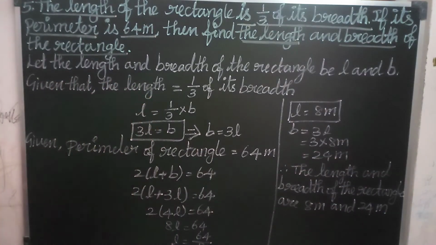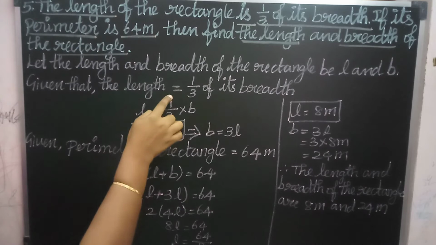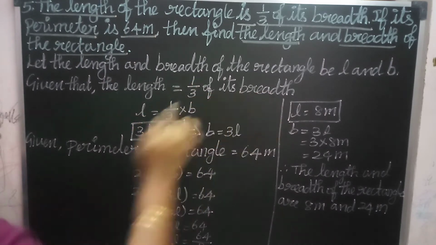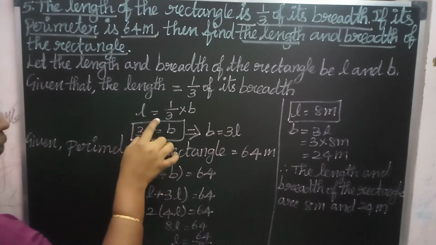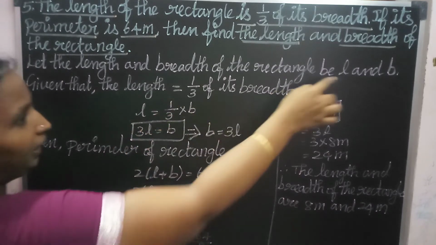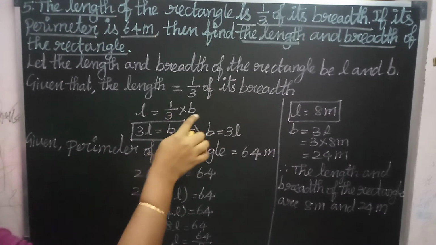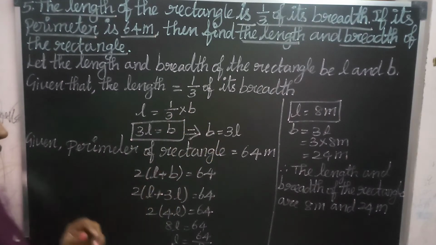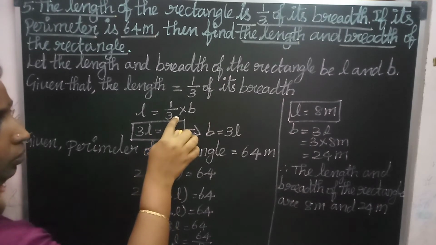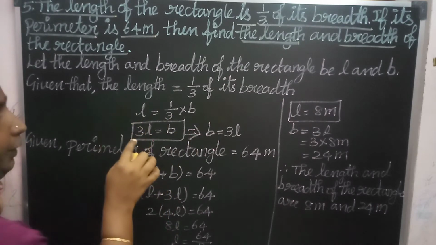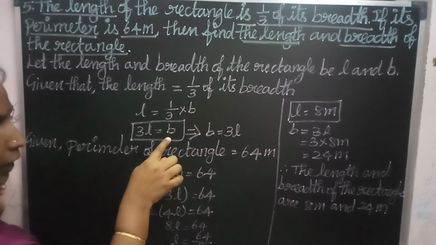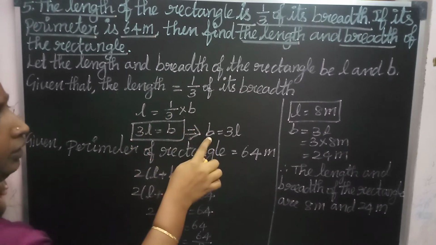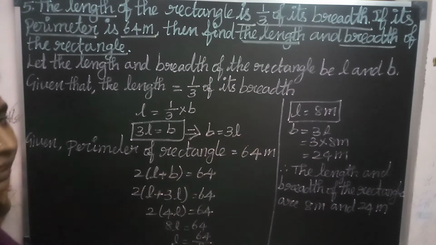They have given one condition, that is length equal to 1 by 3 of its breadth. So length we assumed as L. So write L equal to 1 by 3 into breadth, we assumed as B, so 1 by 3 into B. Send this 3 to the LHS side. It is in divide, it comes to the LHS side, now multiply. So 3L equal to 1 into B, which is nothing but B. So 3L equal to B, the breadth will become 3L.